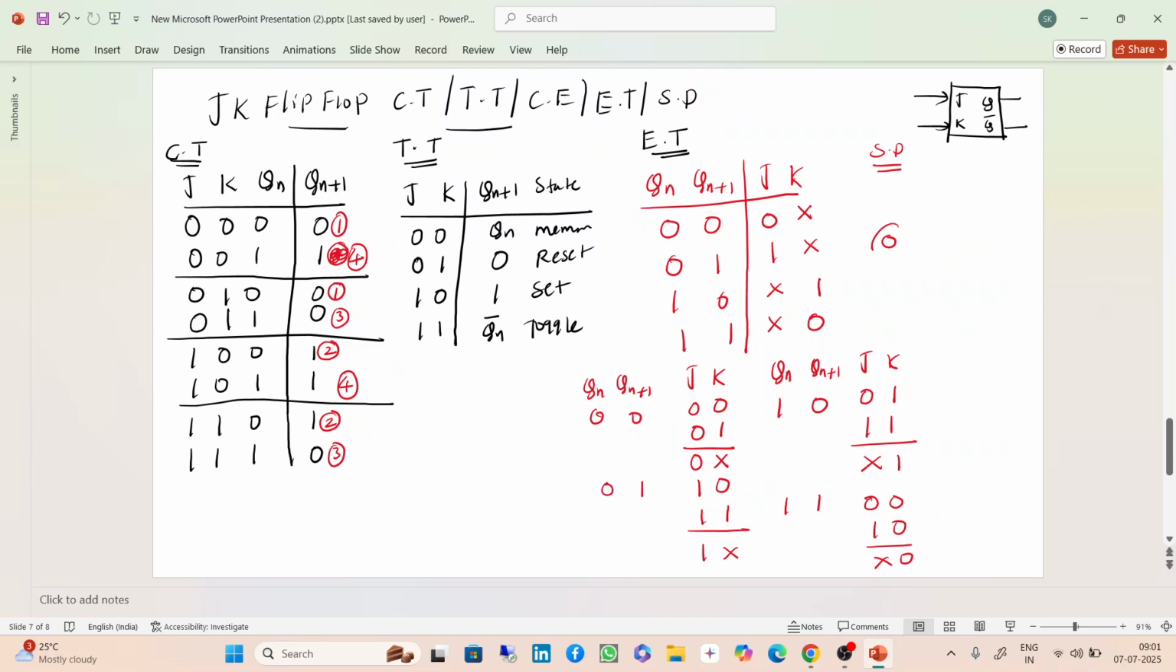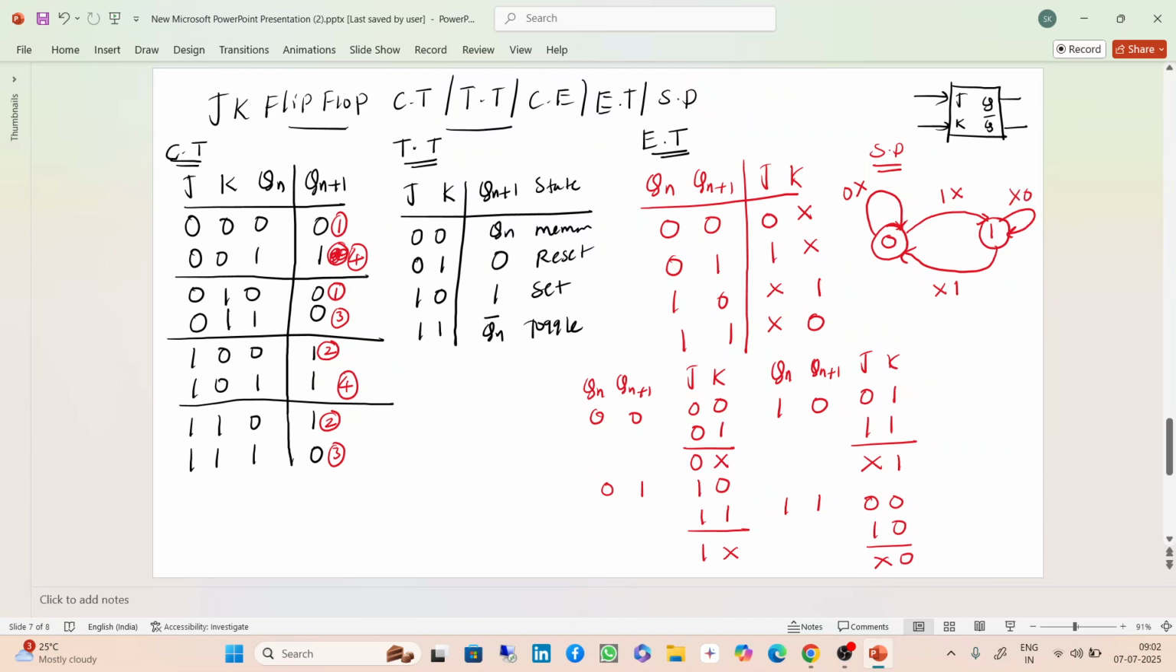From the excitation table you will get the state diagram. If you want to draw the state diagram, the first state is 0 and the second state is 1. When the present state is 0, the next state is the same 0, and the inputs are 0 don't care. When present state is 0 and it goes to next state 1, the inputs are 1 don't care. At present state 1, next state is 0, and the inputs are don't care 1. When present state is 1, the next state is the same, and the inputs are don't care 0. So this is the state diagram.